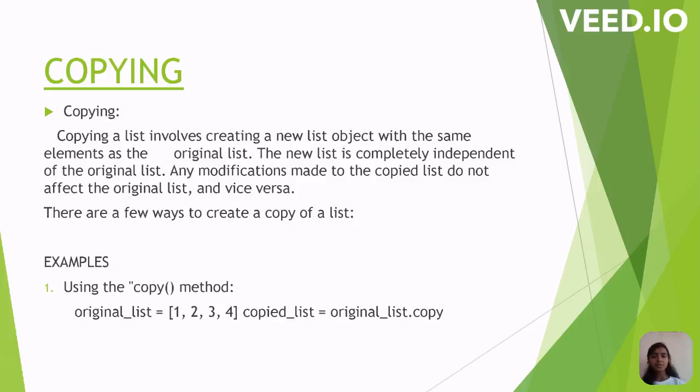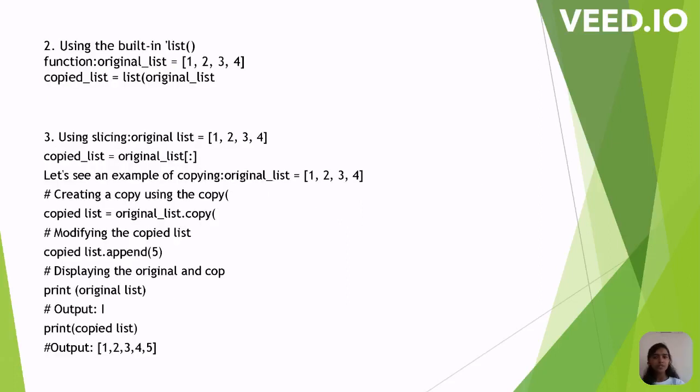These are the examples of copying using the copy method. We have a program: original_list = [1, 2, 3, 4]; copied_list = original_list.copy(), and the output will be [1, 2, 3, 4]. Using the built-in list function: original_list = [1, 2, 3, 4]; copied_list = list(original_list). And the next one is using slicing: original_list = [1, 2, 3, 4]; copied_list = original_list[:].